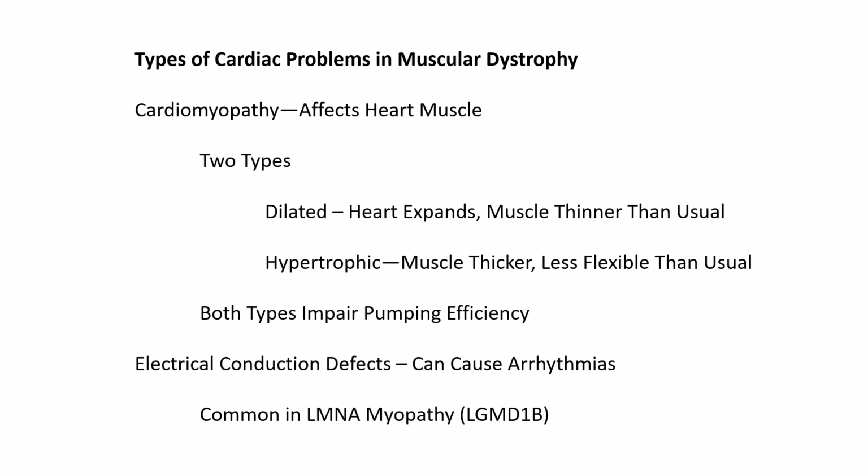Now, in addition, some particular types of muscular dystrophy can cause electrical conduction defects. Remember, all of the different parts of the heart have to contract in a coordinated manner for it to pump blood. And when this doesn't happen, that's when you have an arrhythmia. And arrhythmias are associated with a few particular types of muscular dystrophy.